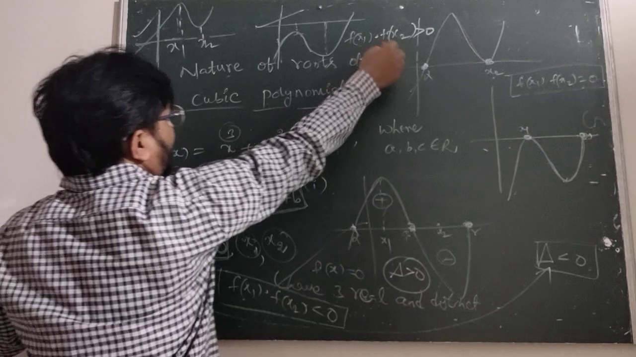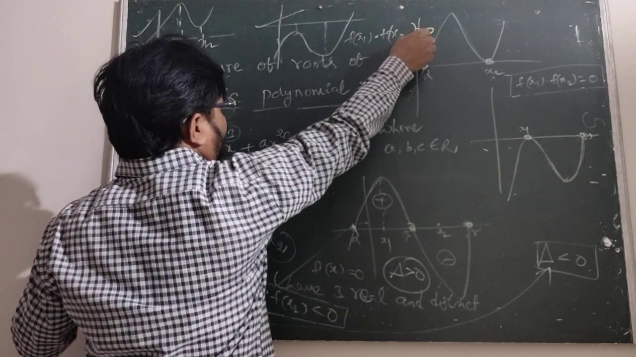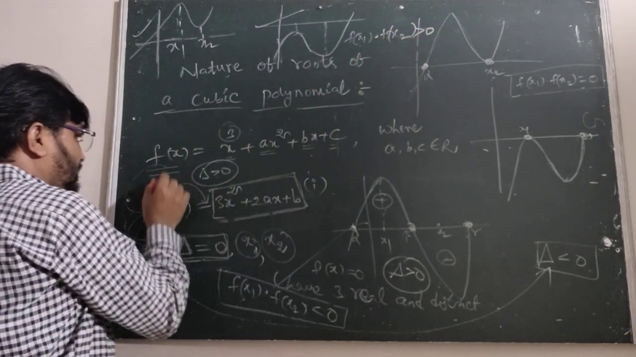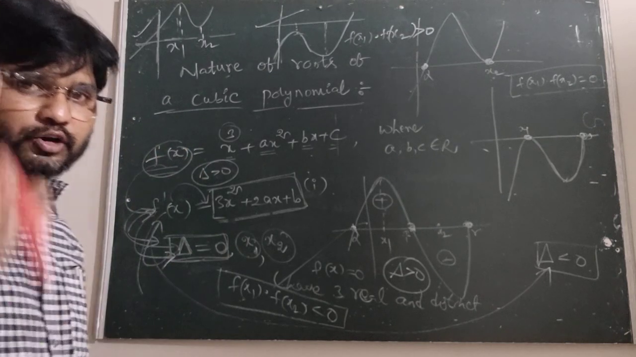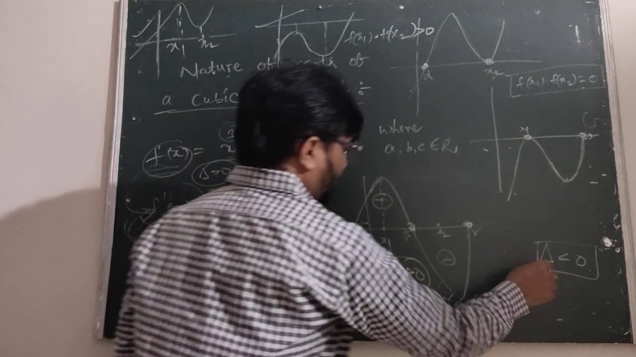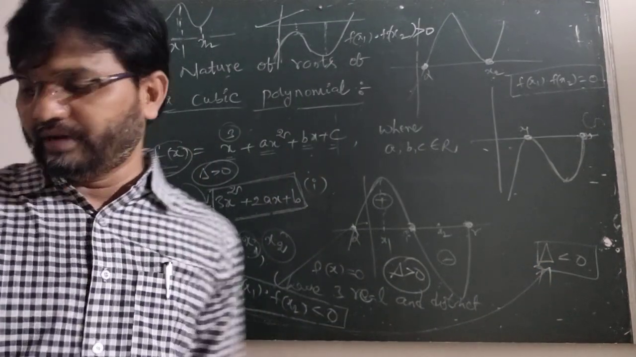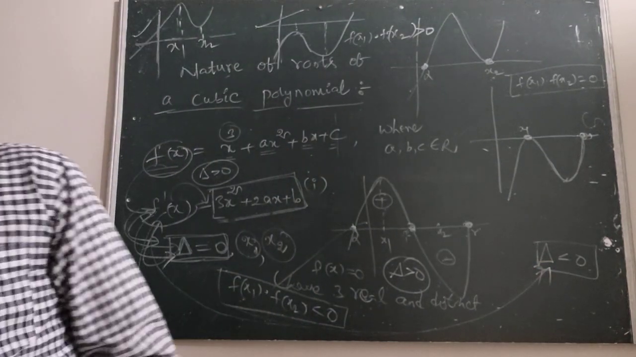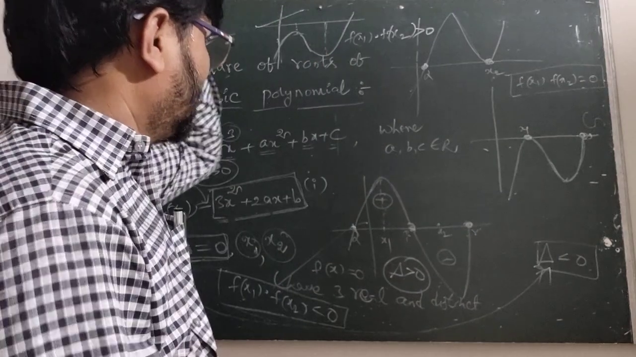In these two cases, where f(x1)·f(x2) is greater than 0, f(x) has only one real root. In this case, the discriminant of f'(x) must be less than 0. This is our observation. Simply, once again, we can repeat it.